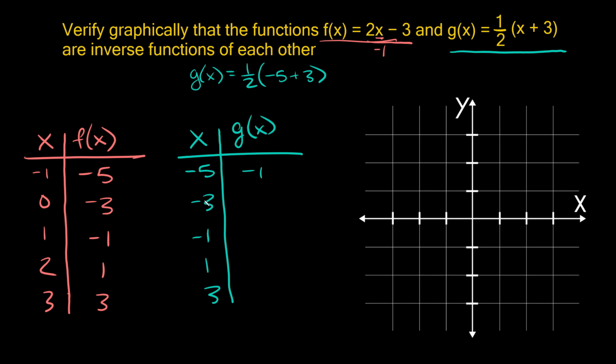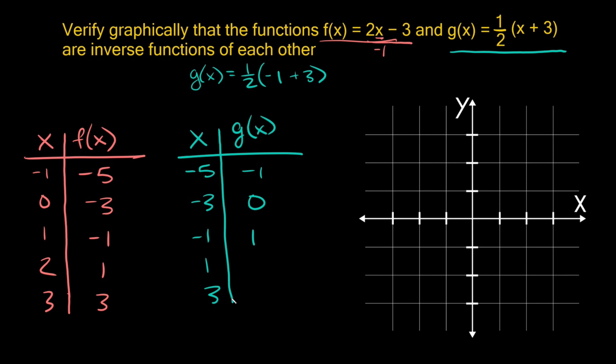Next, we want to plug in a -3 into our function right here for x, right? So let's get rid of that and plug in a -3. So then this time we're going to get -3 plus 3, that's equal to 0, and 0 times 1/2 is just 0, right? Now let's plug in a -1 right there, -1. So then here we're going to get -1 plus 3, and that's equal to +2, and half of 2 is just 1.